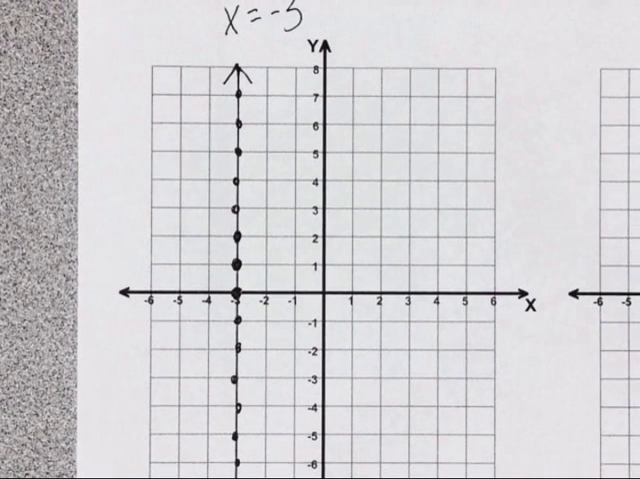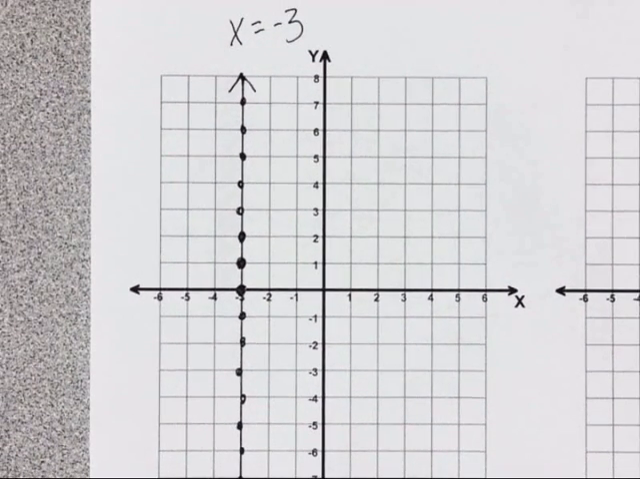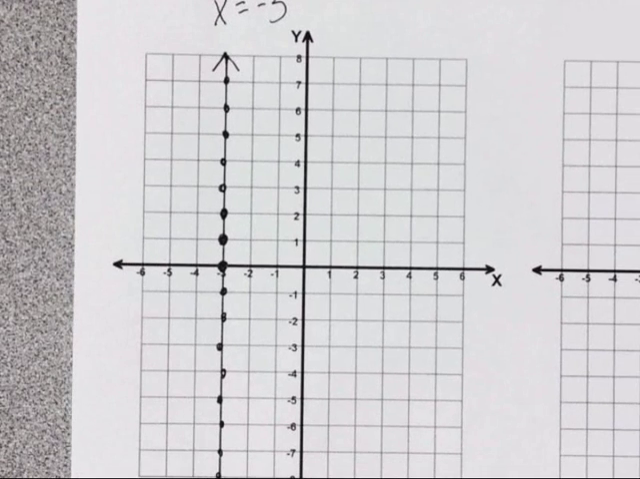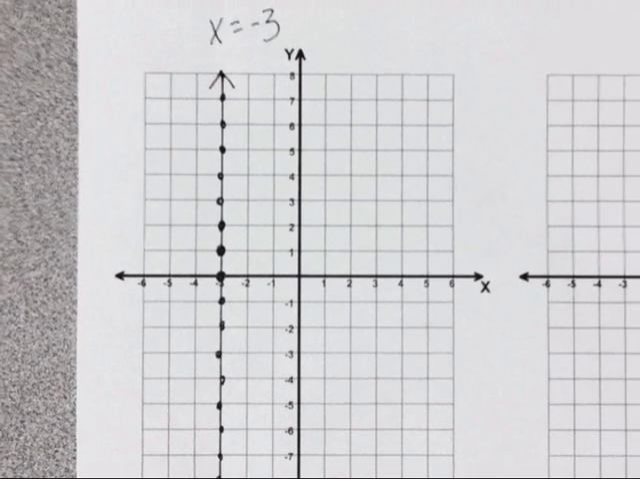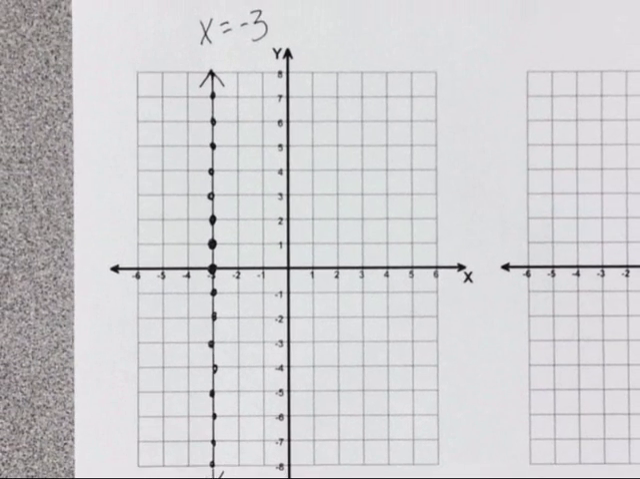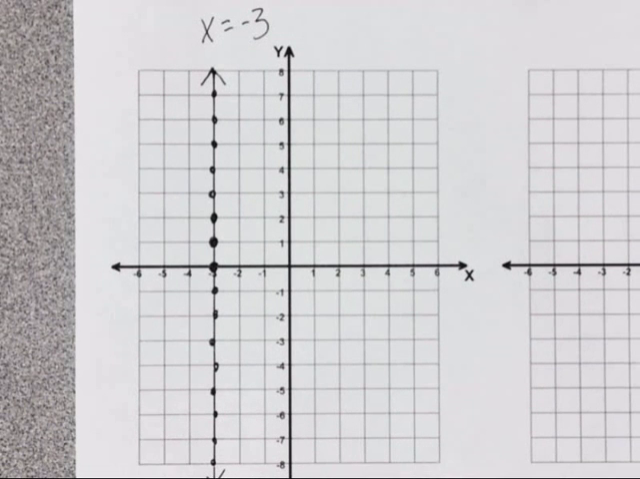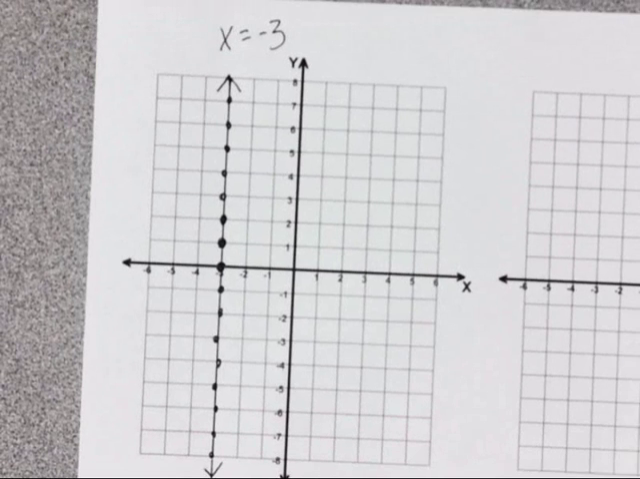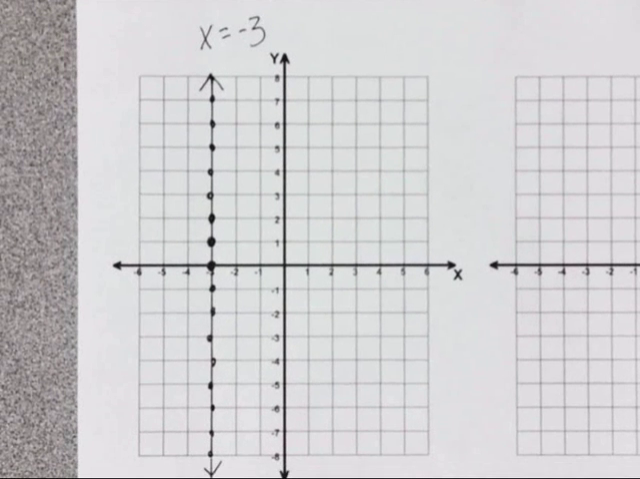So the dead giveaway for these types of problems is if you see that x equals a constant. If you see that x equals just a number and there's no y in that equation, you should know automatically that's going to be a vertical line.